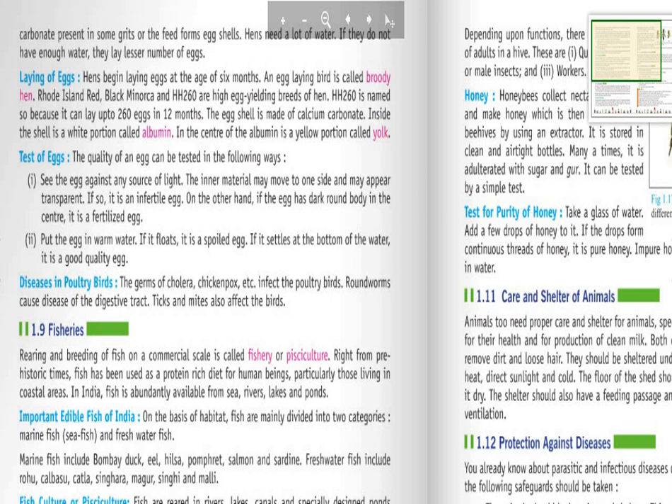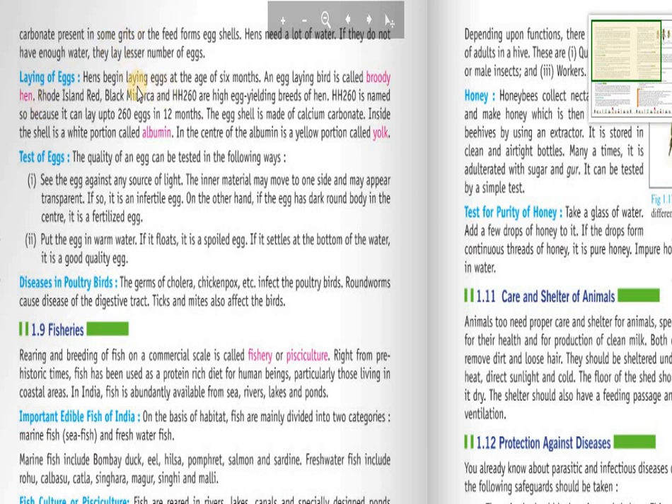And a few grits have calcium carbonate in them, which is helpful in making the eggshell. And hens also need a lot of water, and if they do not get enough water, they may lay a lesser number of eggs. Now let's move to the next point, laying of eggs.